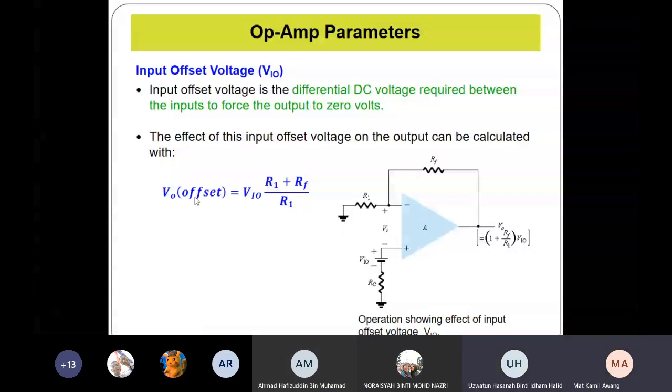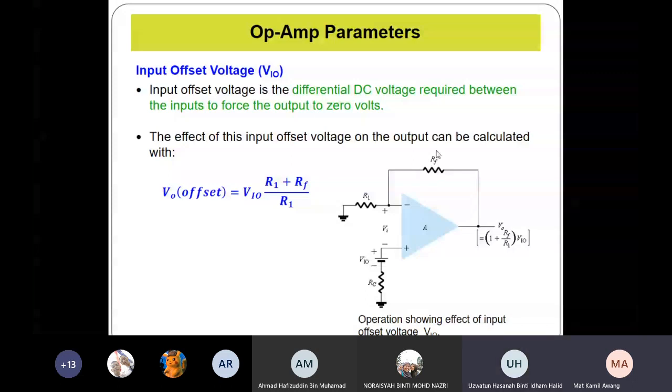So this is the closed loop model. Of course, this is the closed loop because you have this connection. This RF, F stands for feedback. So this is the feedback resistor. This is the closed loop model. So RF is the feedback resistance.